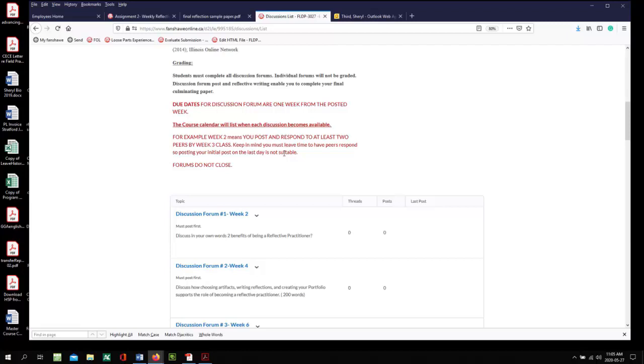Then you can go through the calendar. If you're the kind of person who wants to keep track of when things are due, you'll see September 6th. So you know that between the 6th and the 13th, you have a discussion post to complete. And those weeks will all be in your calendar.